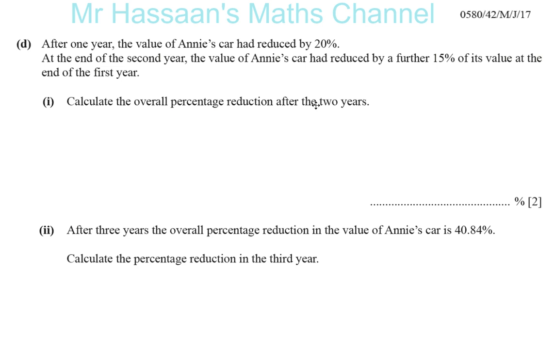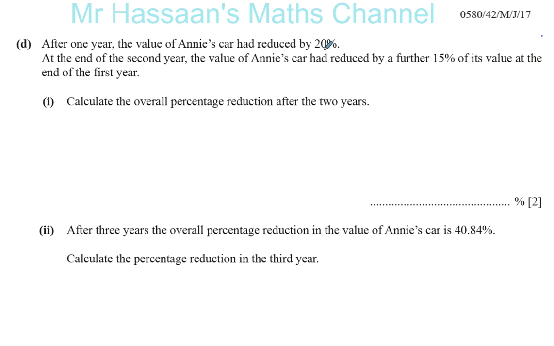Now, this is a question which is kind of different from the way they normally ask. And those of you who have just been used to memorizing the formulae, like the compound interest formula or compound percentage formula or exponential increase or decrease formula, without understanding what's going on will have difficulty with such a question, okay? Because they didn't tell us the value of Annie's car. They've just told us that it's been reduced by 20%, and then the next year reduced by a further 15%. So you've got to think a little bit about this question.